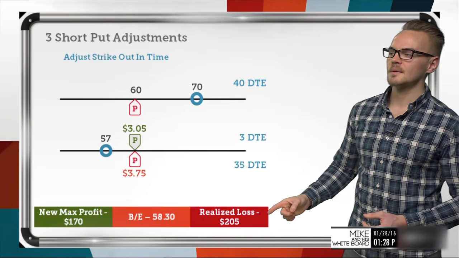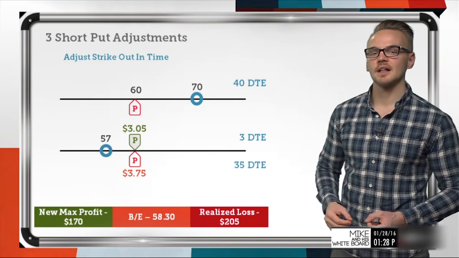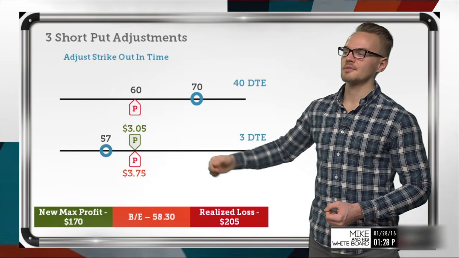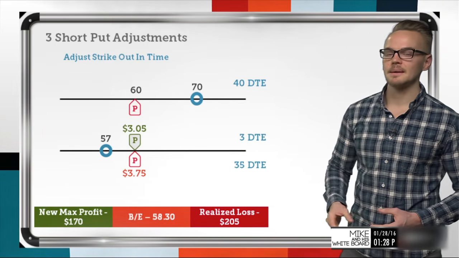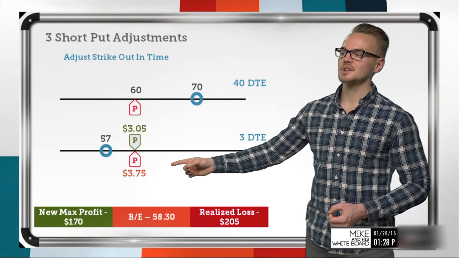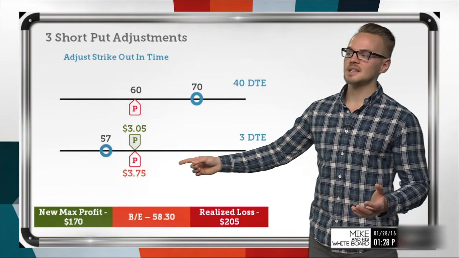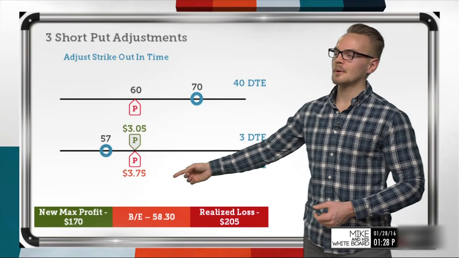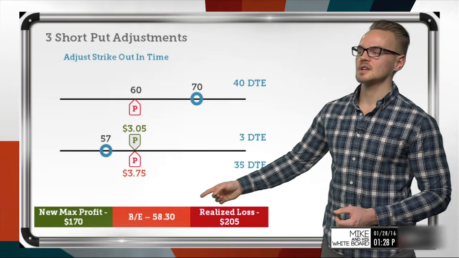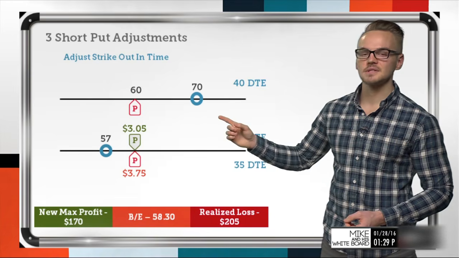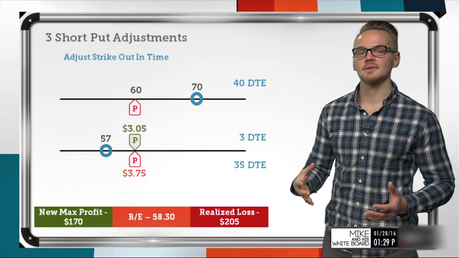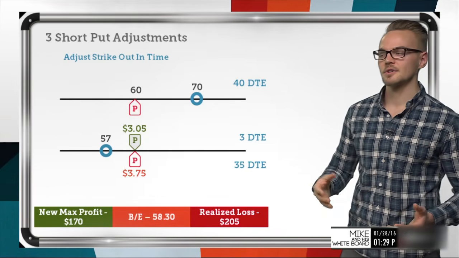But it makes me realize a loss of $2.05 because I sold my put for $1, but I'm closing it out for $3.05. So the net value of that is a realized loss of $2.05. But if my new position expires out of the money, or if the stock price goes above my short put, I would have a new max profit of $1.70, and I've improved my break even just a little bit from 59 in my original position to 58.30 in my new position. So you can see that just rolling the strike out in time can reduce our break even further.